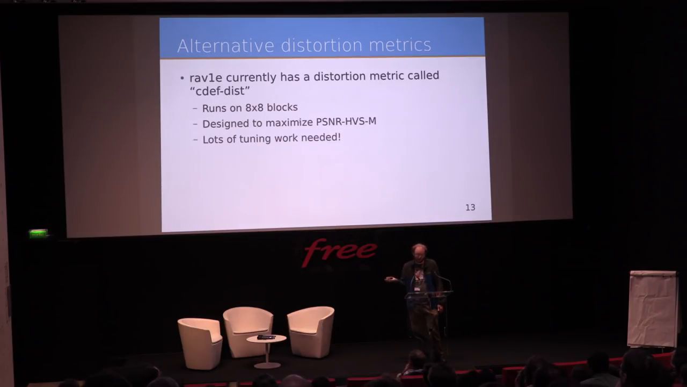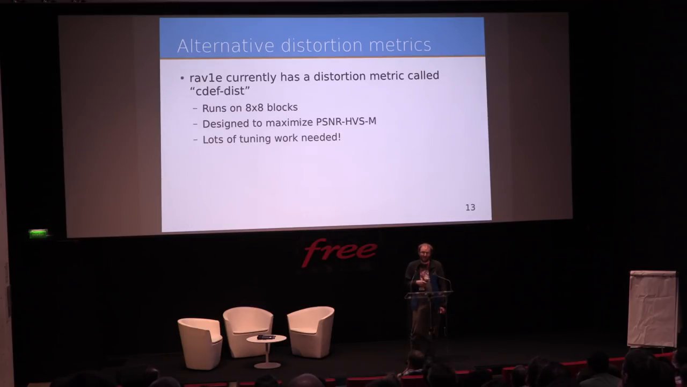So yeah, it has a metric in it already called CDEF-DIST. This runs on 8-byte blocks. It's designed to tune a metric that we have called PSNR-HVS. It's not really working the best right now, but it needs a lot of tuning work. If you want to do something easy on rav1e that doesn't involve coding, you can just go try it out, run this metric, play with the numbers and see if you can get a video that looks better. And we'll take your patch to play with the numbers and make it look good.